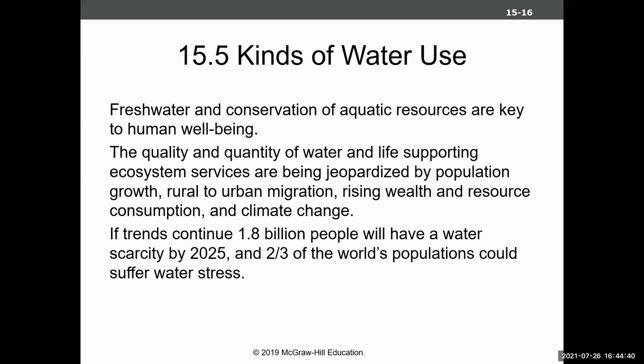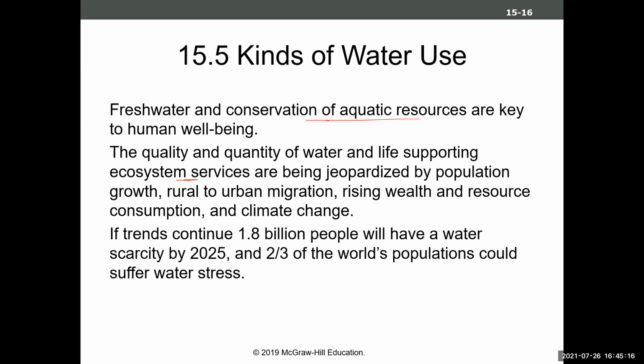If we want to maintain our population and help with this water problem, we really need to think about the conservation of our aquatic resources. The quality and quantity of water is really important, not only in supporting us as human beings, but also in supporting ecosystem services. Because if you ruin these ecosystem services, you're also ruining the resources that they provide.